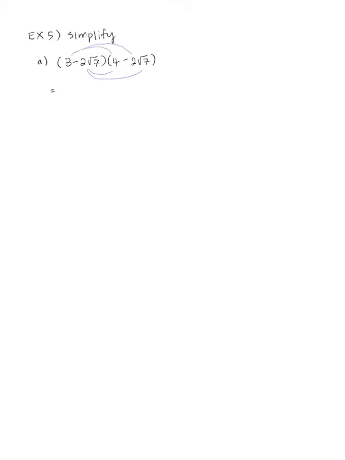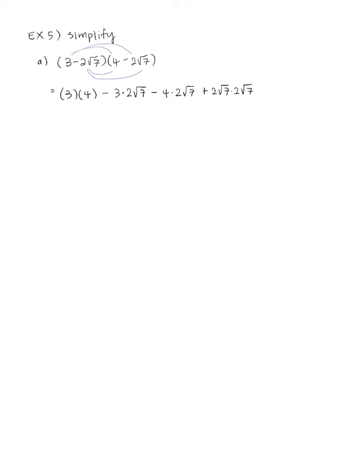we're going to have, don't worry, I'm going to write every step out. So here you're going to have 3 times 4, and then next one is going to be minus 3 times 2 square root of 7, and then minus 4 times 2 square root of 7, and the last one is going to be negative times the negative, so it's going to become positive 2 root 7 multiplying here by the 2 root 7.